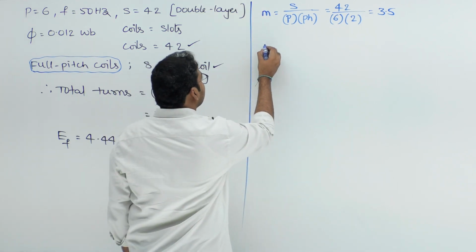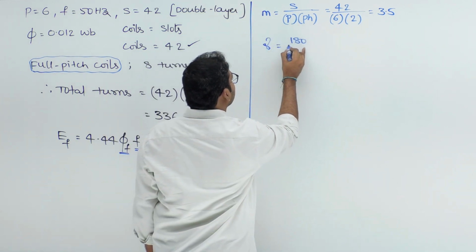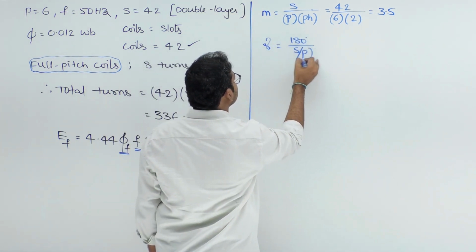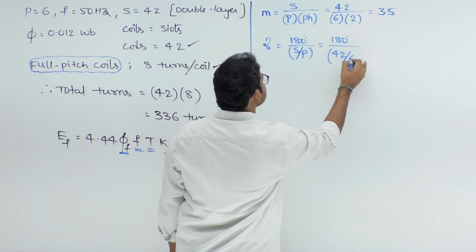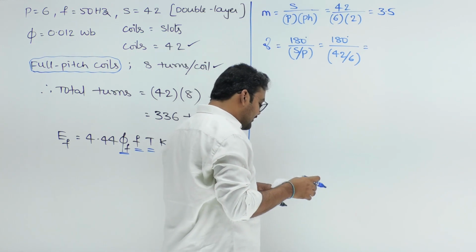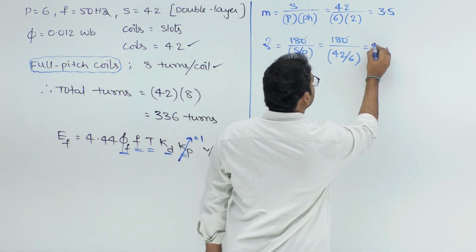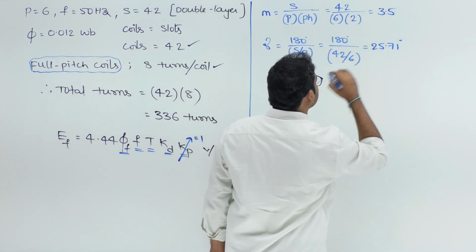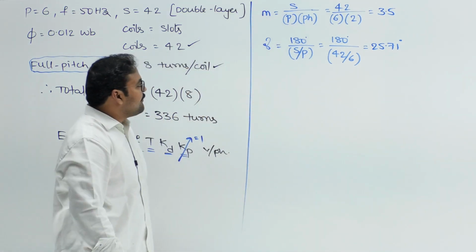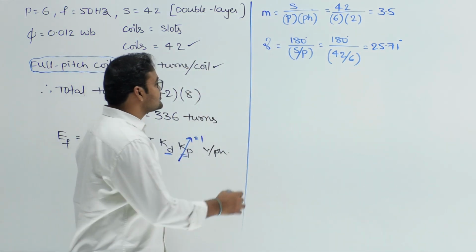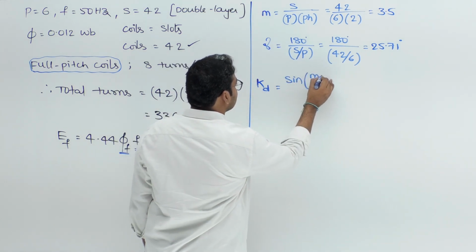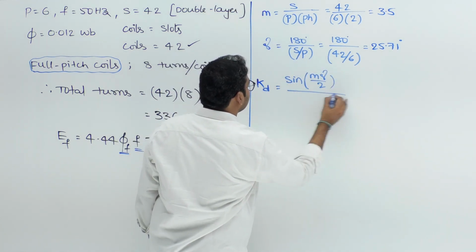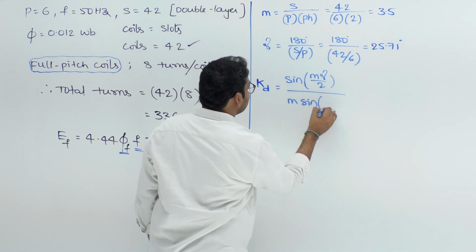Then the gamma value. Gamma value won't change. 180 degrees by S by P. Therefore, 180 degrees by 42 slots per 6 poles. Therefore, same gamma value and it will be 25.71 degrees. When you know M and gamma, calculate the distribution factor. So the distribution factor is equal to sin(M gamma by 2) by M sin(gamma by 2).